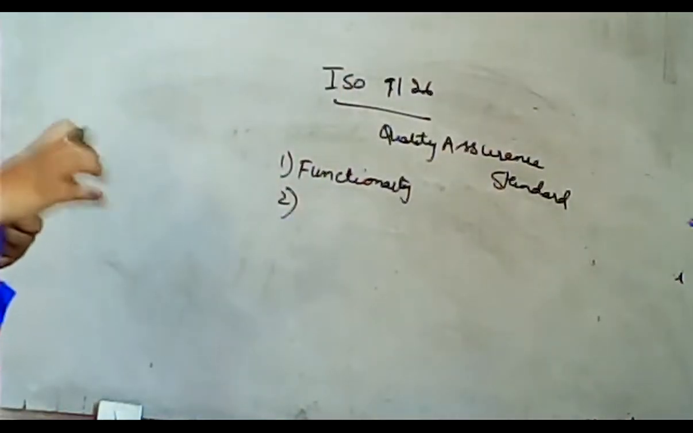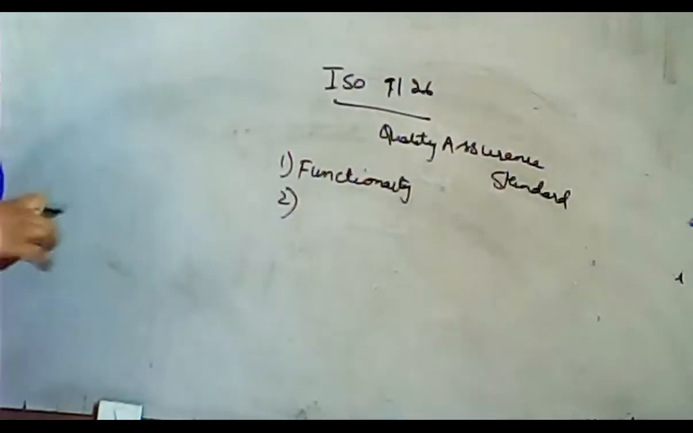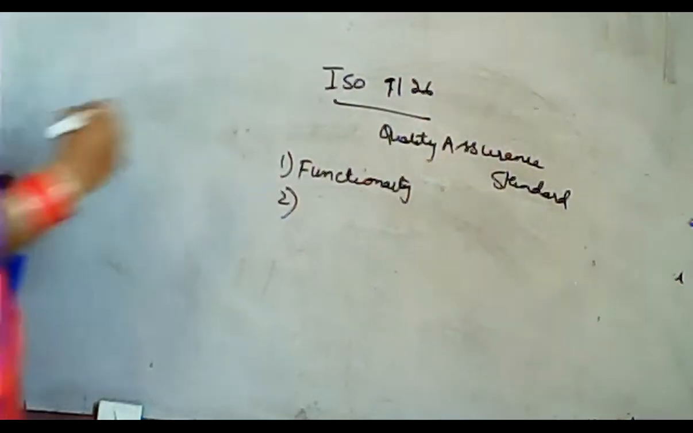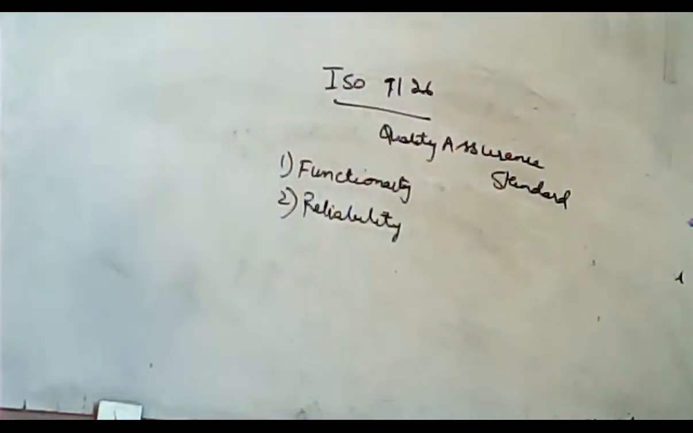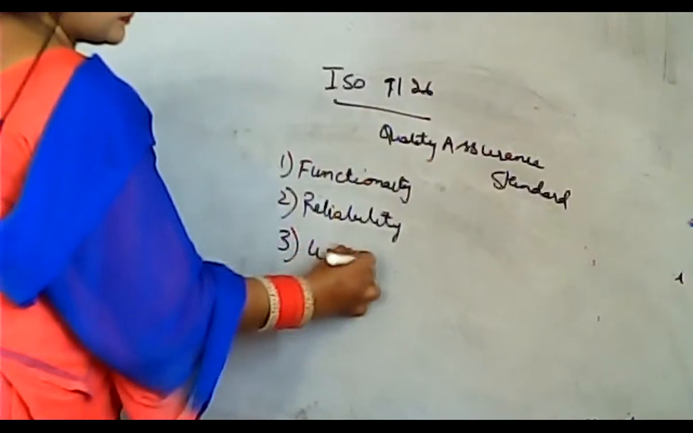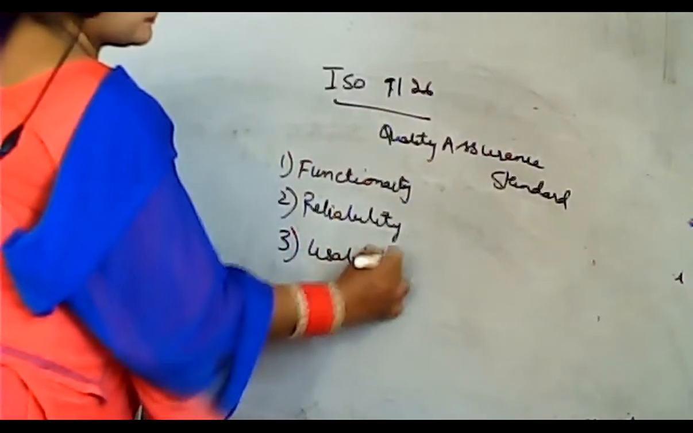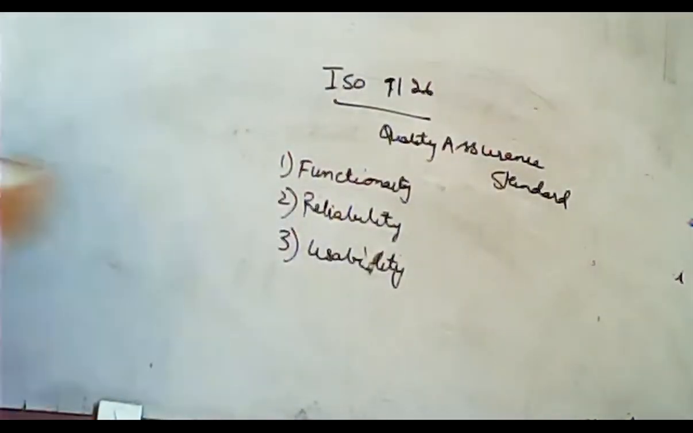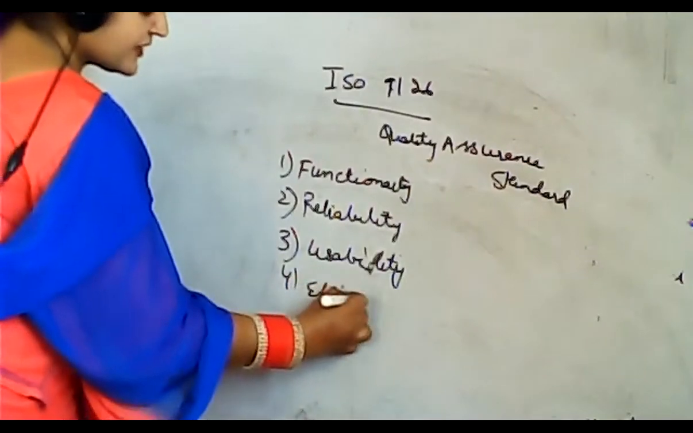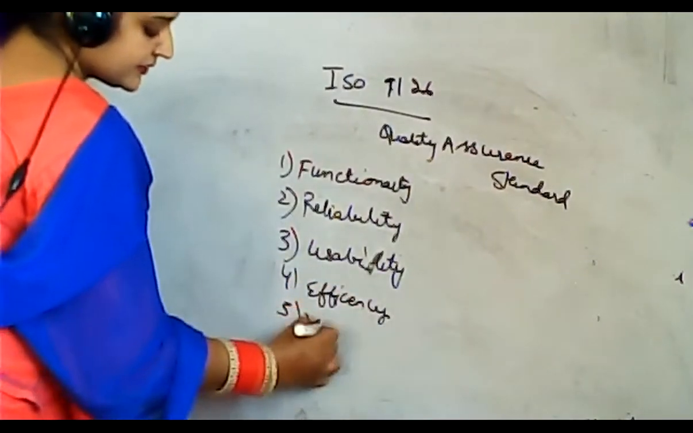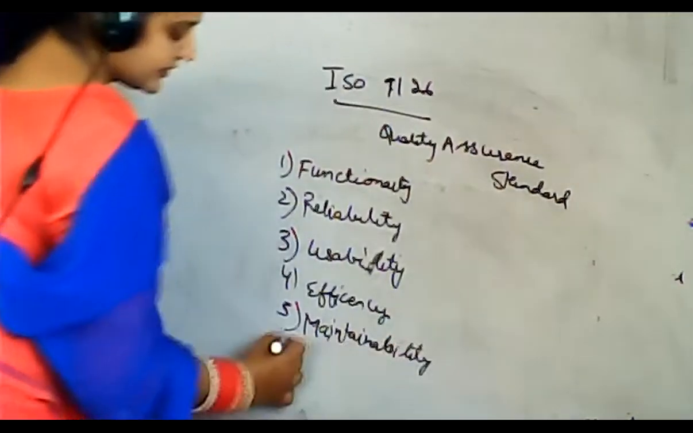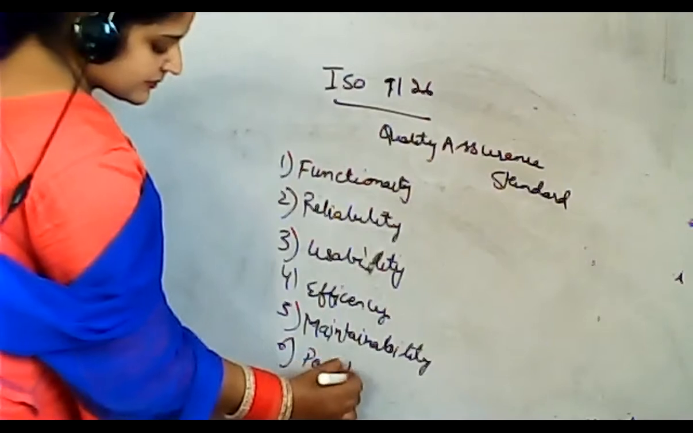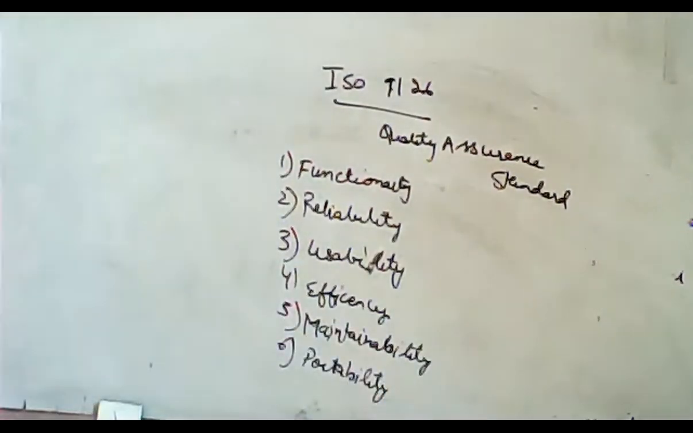That means if you want to achieve ISO 9126 standard quality assurance, it should be checked on functionality, reliability, next is usability, efficiency, maintainability, and portability. So these are standards that define the software reliability.